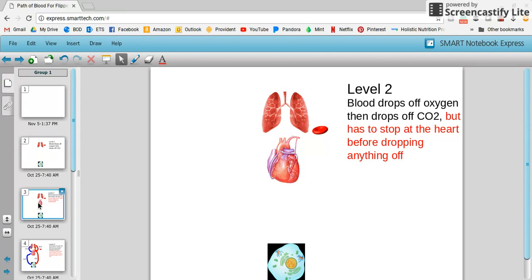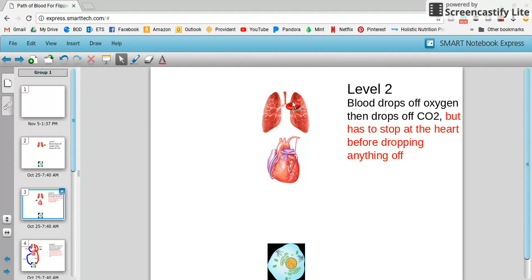All right, level 2. Level 2 here is now we added a step. There is the heart, which of course is very important to the circulatory system. So here's what you need to know. After it gets the oxygen from the lungs, it takes a pit stop and it stops at the heart, and the heart gives a big squeeze, and then it heads over to the cells to drop off the oxygen. And then before it goes to the lungs, it goes back to the heart and then gives another big squeeze and goes back to the lungs.